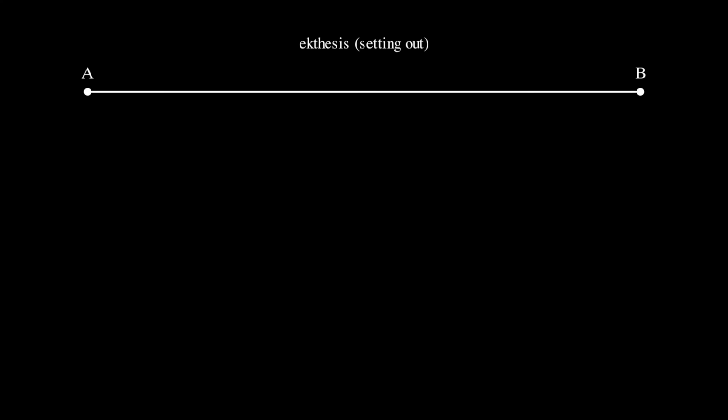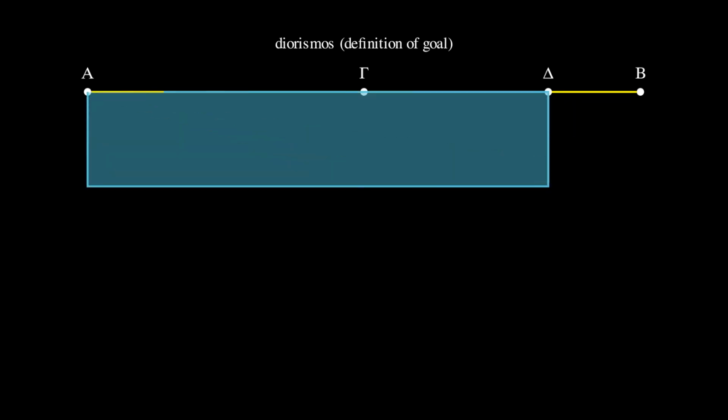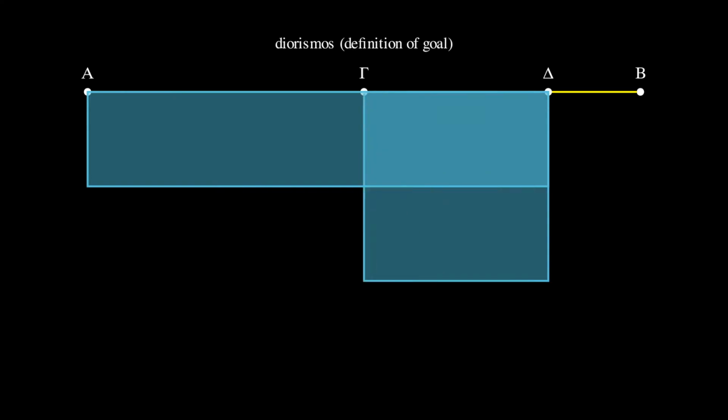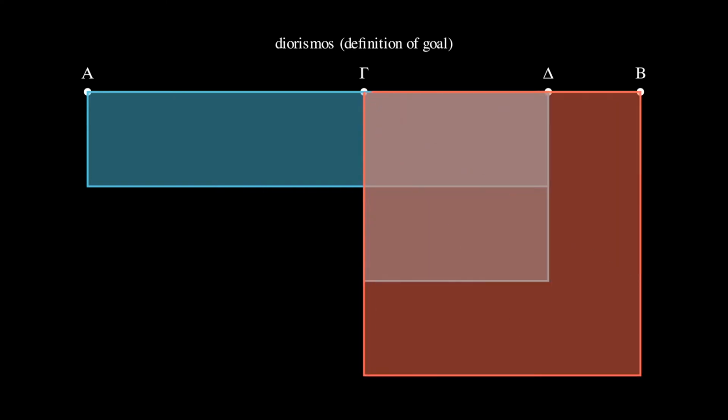In the ekthesis, a construction is given with which to describe the goal of the construction. Let some line, namely the line alpha beta, be cut into equal segments at the point gamma and into unequal segments at the point delta. In diorismos, the goal is then described within this construction. I say that the rectangle contained by the lines alpha delta, delta beta, with the square on the line gamma delta, is equal to the square on the line gamma beta.